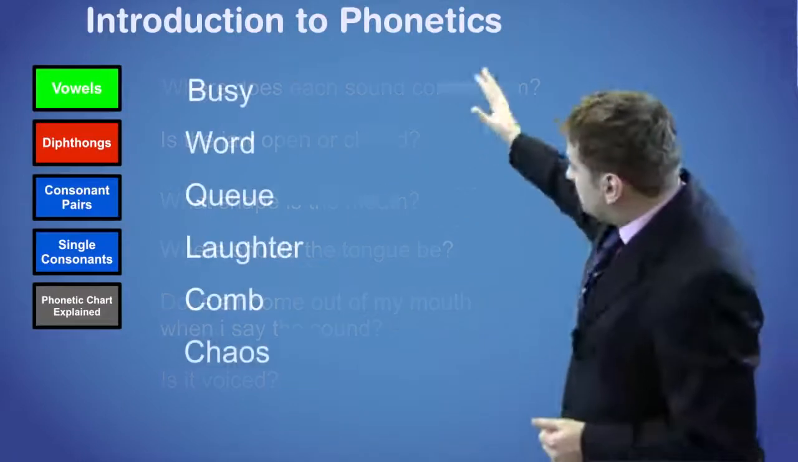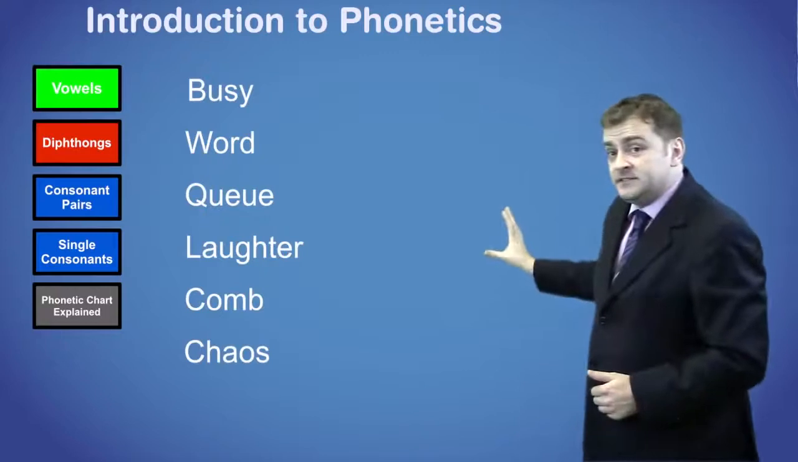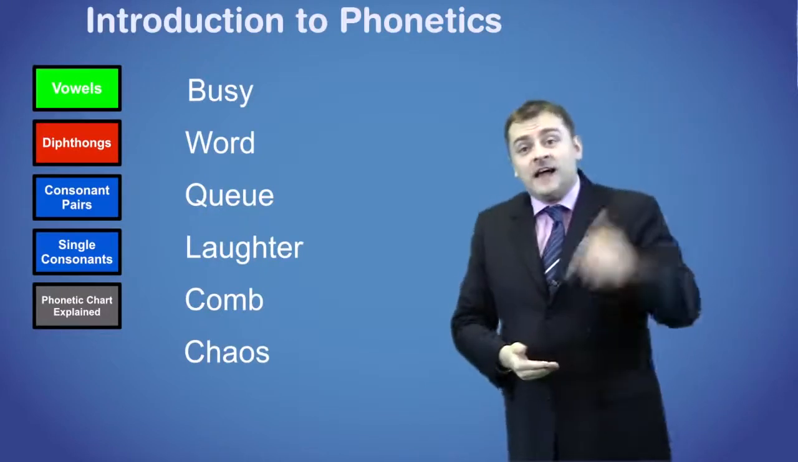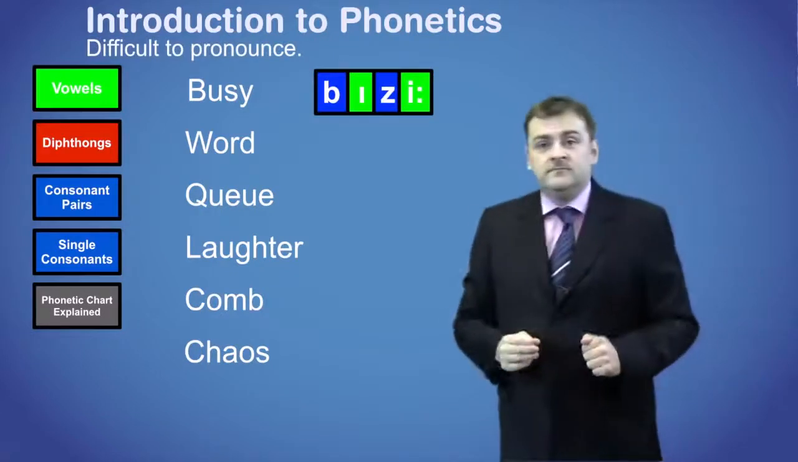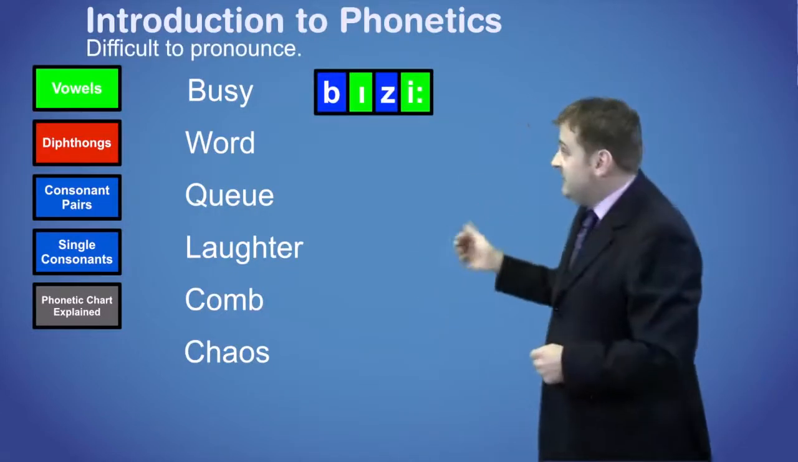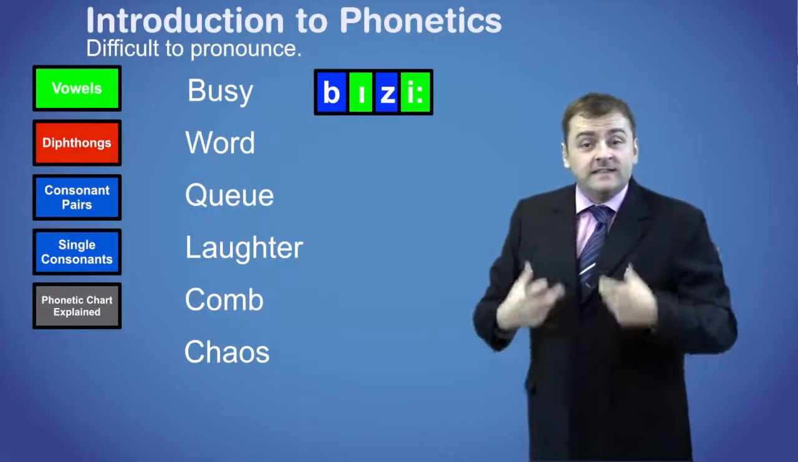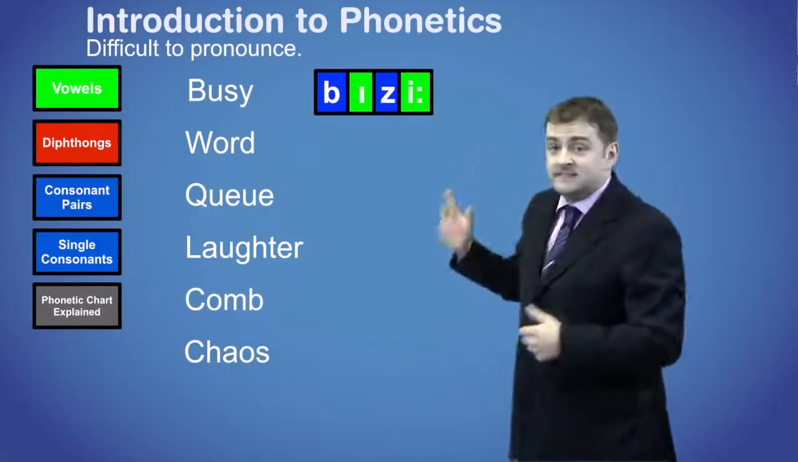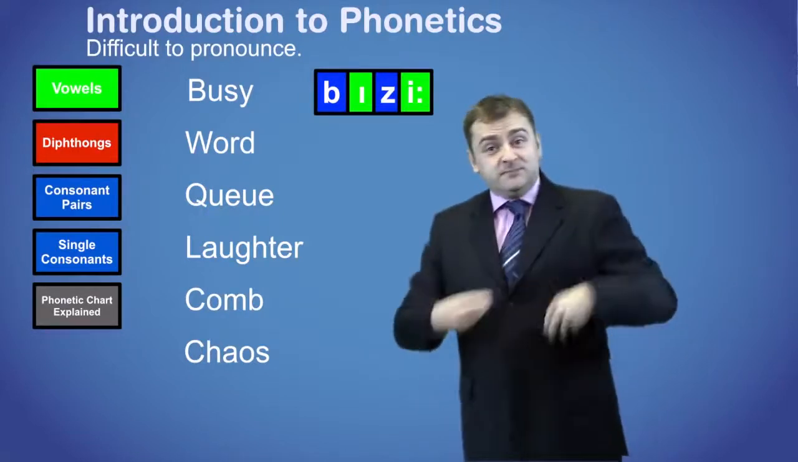If we look at those difficult to pronounce words again, we can spell them out using the phonetic symbols to see exactly how they're pronounced. Busy. Here we can see that the U does not make the sound that we might expect. Instead, it makes an I sound. It's not boozy or buzzy, it's busy.